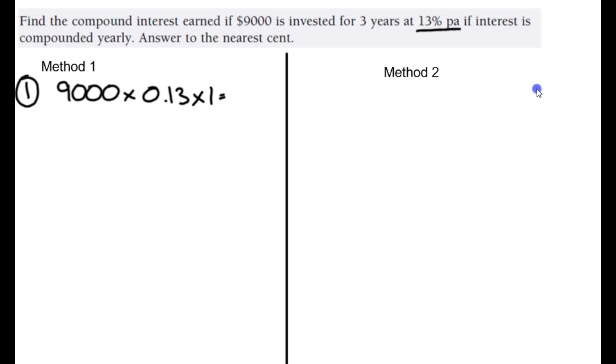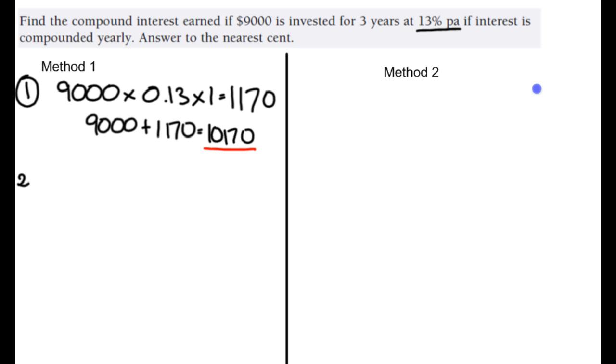That gives me $1,170. Now, because it's been compounded, I add those two numbers together before I go to my next year. That gives me $10,170. That is my new principal. So I'm going to use that to calculate the interest earned in the second year.